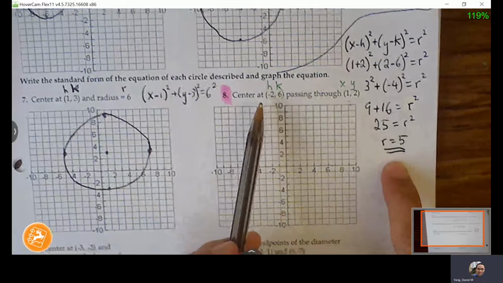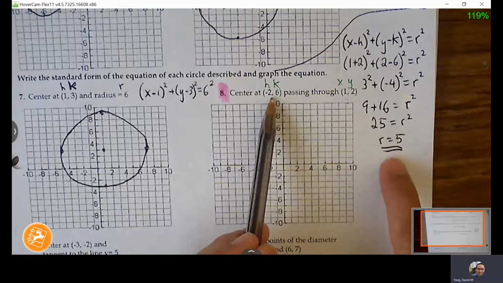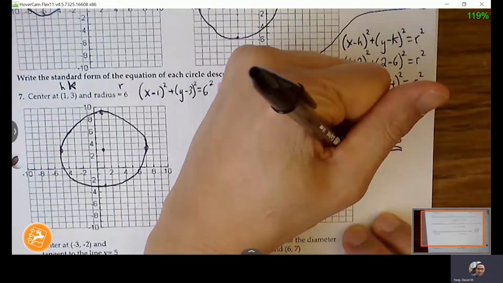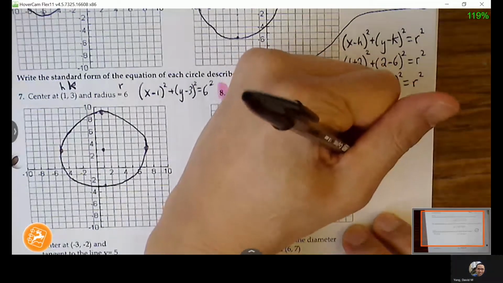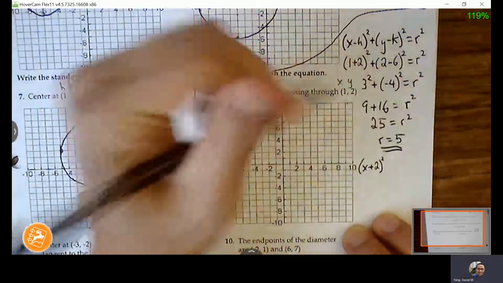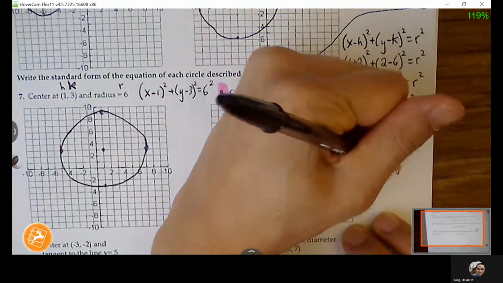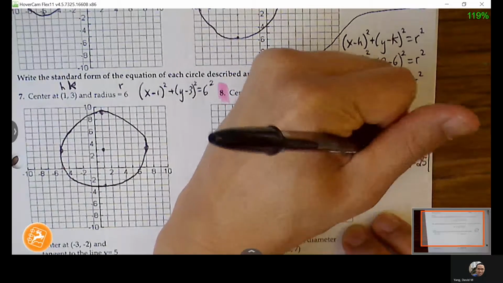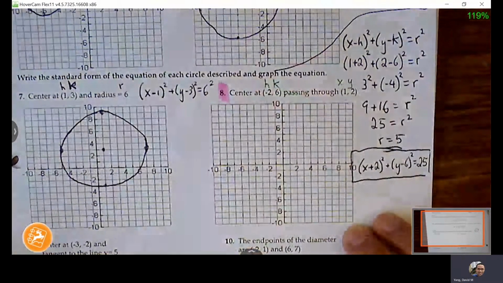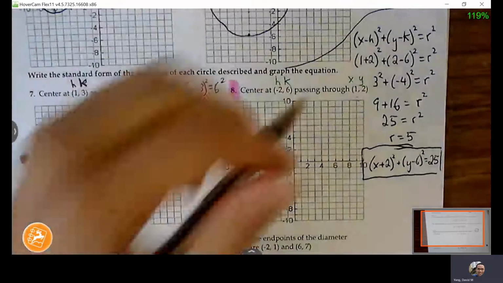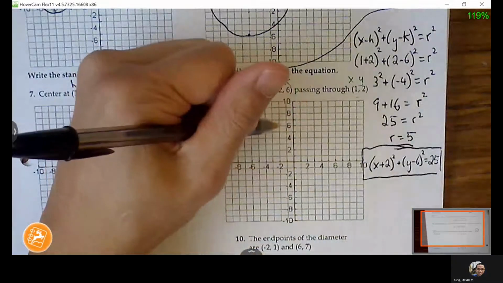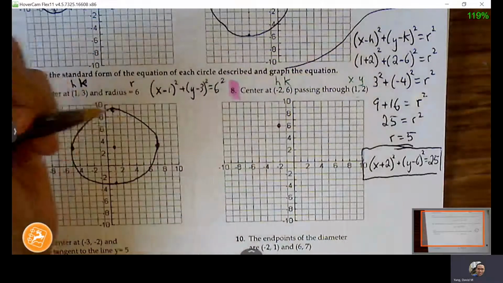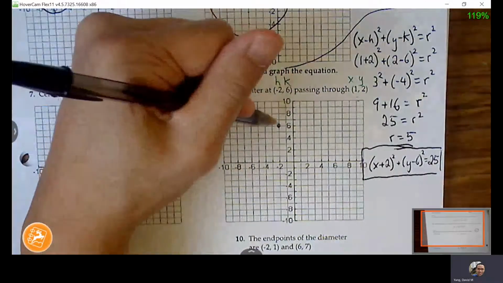So now we can write our equation. You have your HK, you have your R. So finally, here's our equation. Okay, and sketch your circle as well. You may be a little bit off the grid here.